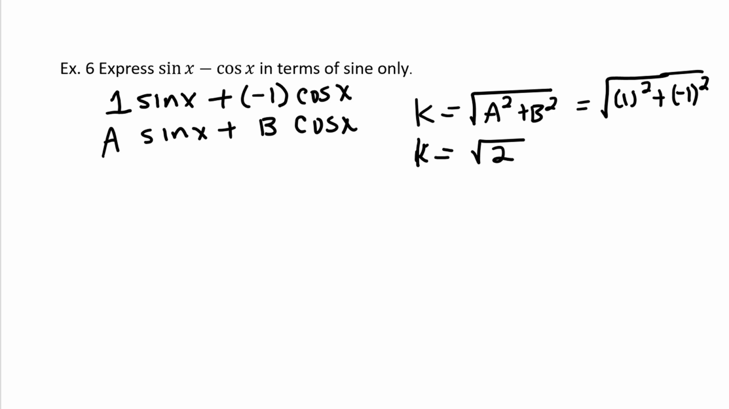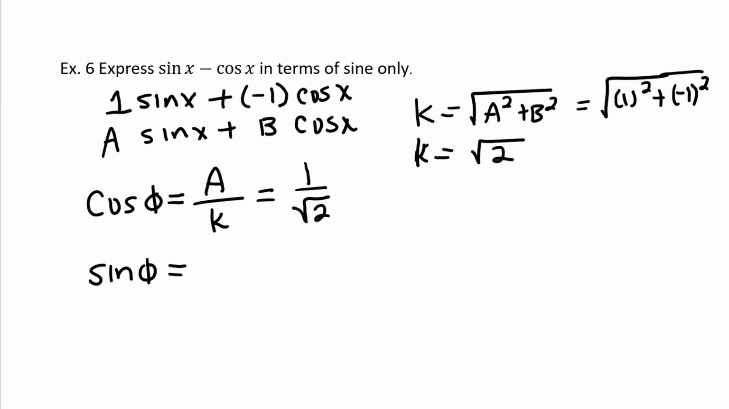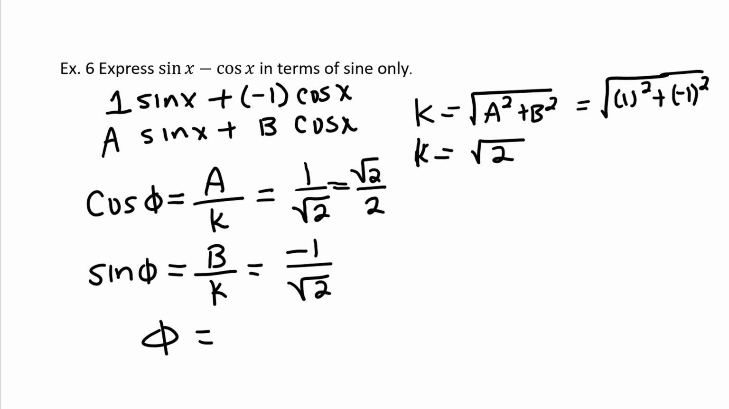What we need now is to solve for the phi. And we define that the cosine of phi is equal to a divided by k. A is 1. We just solved for k. We got square root of 2. Sine of phi is b divided by k. B is given as negative 1. We solved for k, and that was square root of 2. So we have to find phi so that the cosine of phi is positive 1 over the square root of 2, or if you rationalized it and you're more used to seeing it as square root of 2 over 2, that's good too.